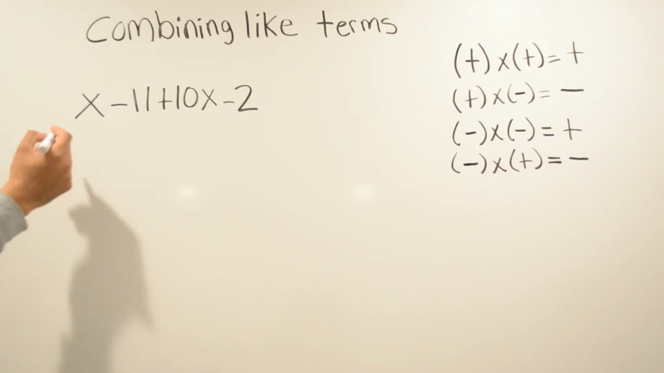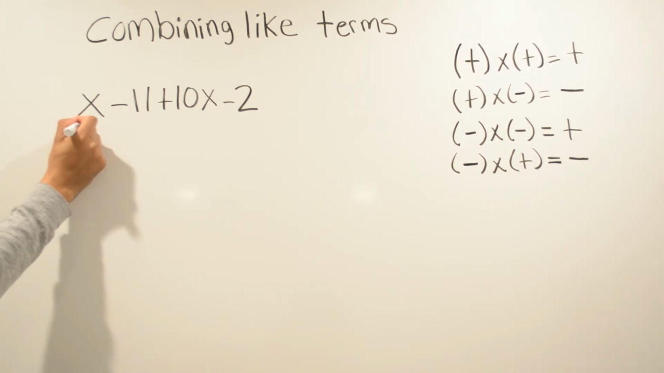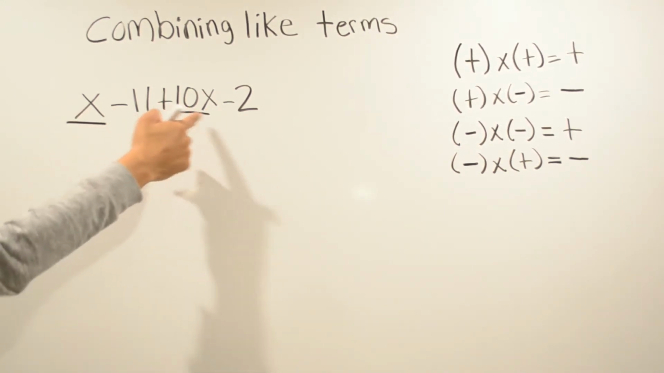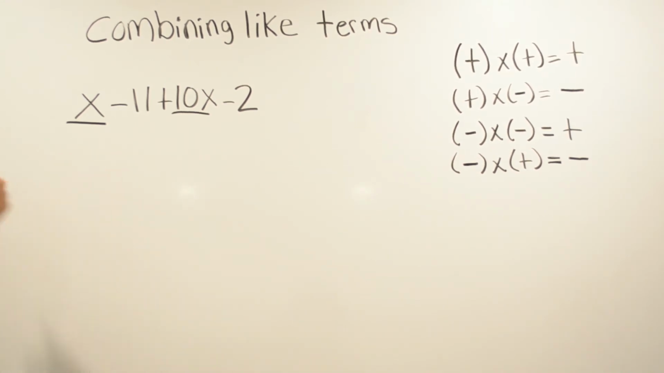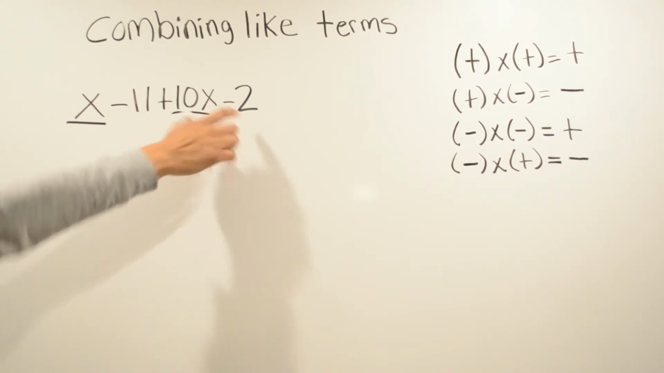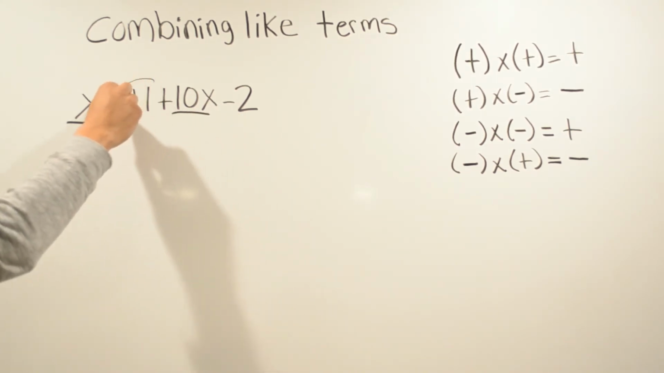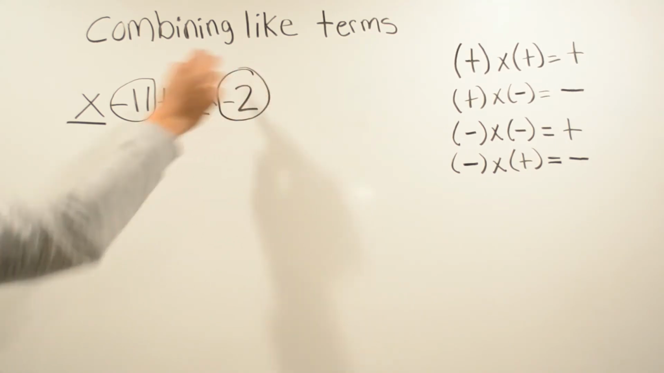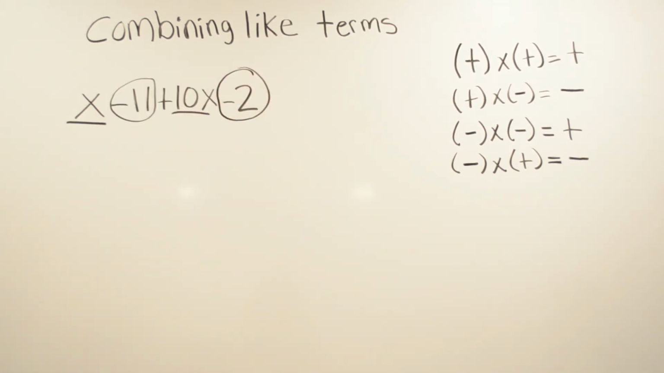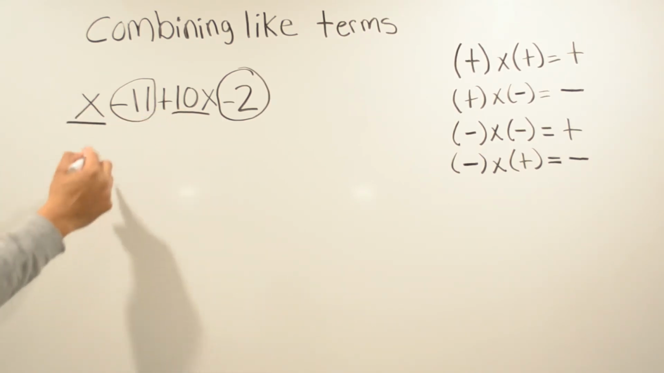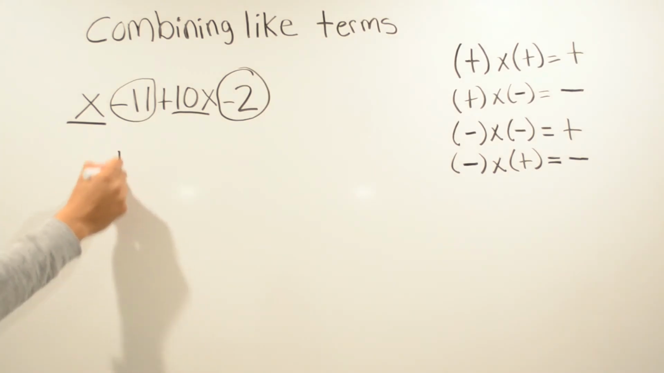So in this one, I'm just going to underline the variables. So we have x and we have 10x. Then on the other one, we only have the numbers, which are negative 11 and negative 2, and I'm just going to circle them. So I know which are our like terms. So let's go ahead and do the variables first. We have positive x, we have positive 10x. So it's going to give us positive 11x.